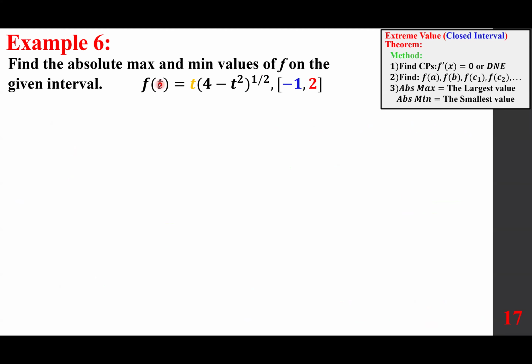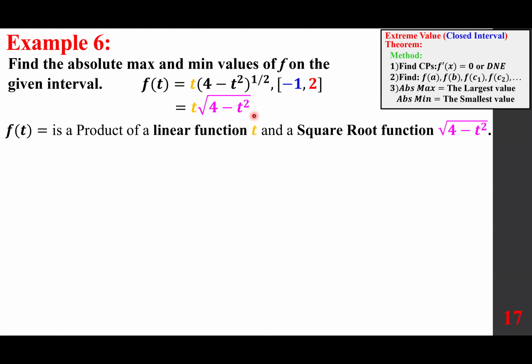Find the absolute max and min values of the function f on the given interval, where f of t is t times 4 minus t squared to the power of 1/2. We want to discuss the function and the domain. So first, let's rewrite this as t times the square root of 4 minus t squared, which makes f of t a function which is a product of t, a linear function, and square root of 4 minus t squared, a square root function. So it's a product of the two.